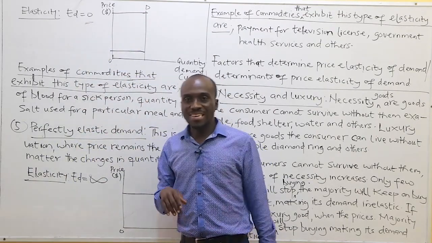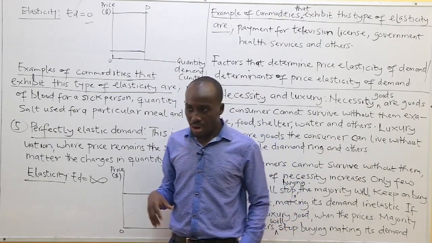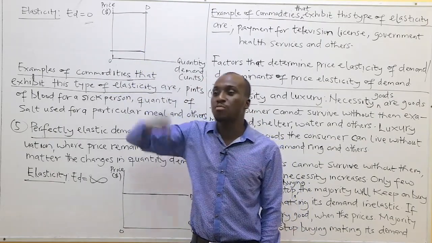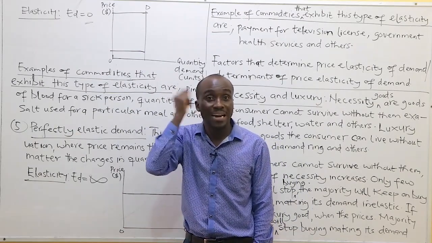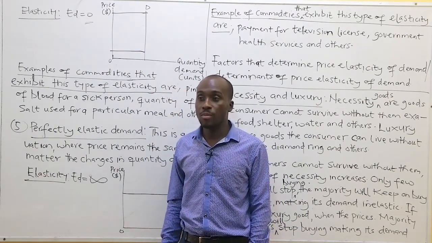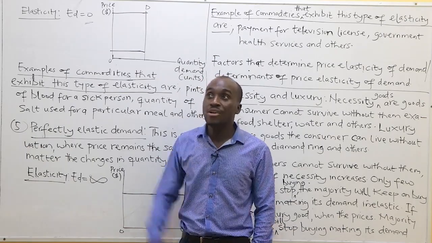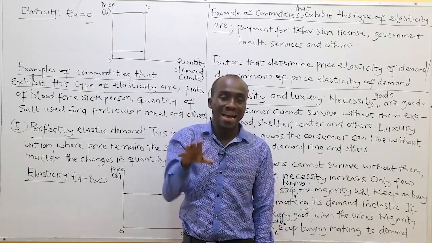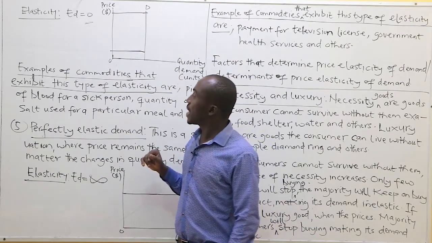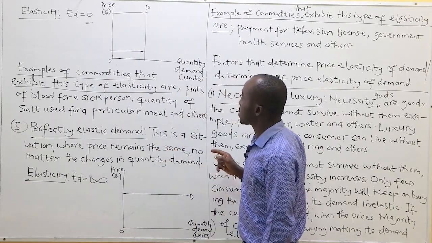So, think of any commodity, whether price increases or decreases, the quantity people demand is still the same. Just wrap your mind around it. Think about any commodity where whether the price increases or decreases, the quantity people buy is still the same. And let's see some examples here.